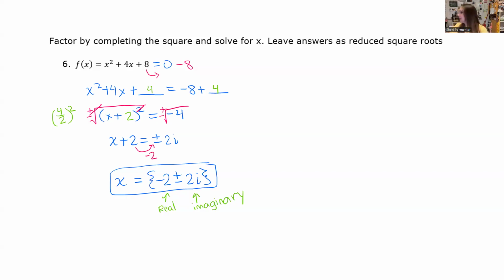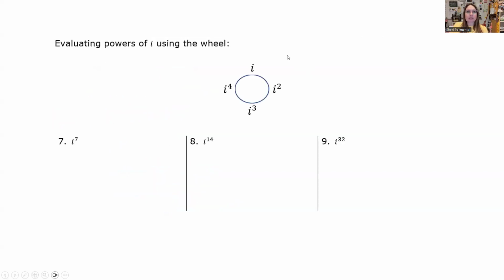I have one last section. So one last section, you will have to memorize this chart or this wheel to help you. There is this chart and it starts with i to the first power. So you'll see that it doesn't have any power, so it's to the first power. And then it goes around clockwise. So i to the first, second, third, and fourth. And the behavior continues, keep going around.